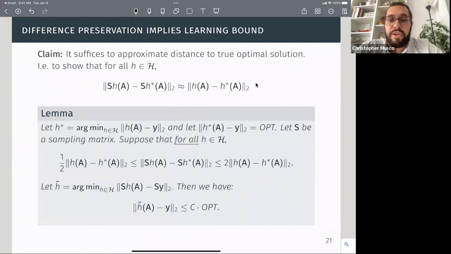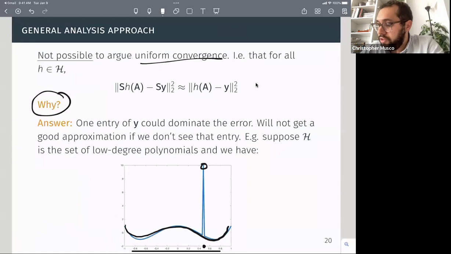There's many, many ways to analyze these sampling methods, in particular leverage score sampling. But I'm just going to explain one simple way. This is going to be the most technical part of the talk, but I think it gives you a picture of what things need to be proven to show that this stuff works. I claim that it suffices to show that your subsampling matrix with high probability preserves the L2 distance between your best hypothesis in the class and any other hypothesis in the class. In other words, that the 2 norm of SHA minus SH star A approximately equals HA minus H star A with high probability for all H in the function class. This is easier to prove than uniform convergence because I've replaced Y here with H star A, something else in my function class, which is not an unknown. I understand what my function class looks like.